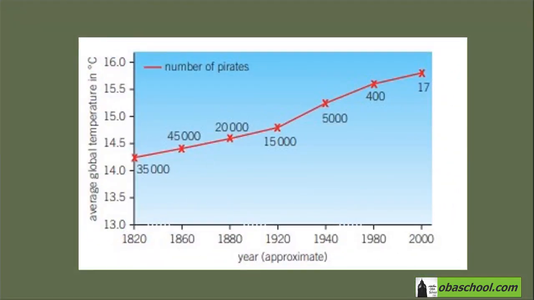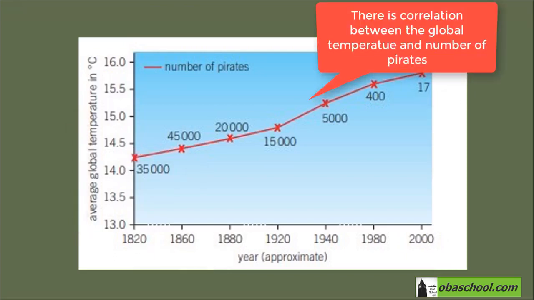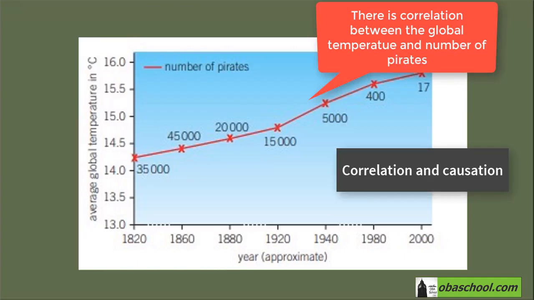This is a graph that shows us the average global temperature in degrees Celsius as a function of time, and we see the number of pirates in each. So for example, we see that as time passes, the average global temperature is increasing, and also the number of pirates is decreasing from 35,000 in 1820 to 17 pirates in the year 2000. This specific graph is very unscientific, and it shows us that there is a correlation between the average global temperature and the number of pirates. But this barely means anything. It's not scientific at all, and it does not imply that one causes the other. So that's why we should pay attention between correlation and causation and not fall into the trap of assuming that if two things are correlated, then one causes the other.